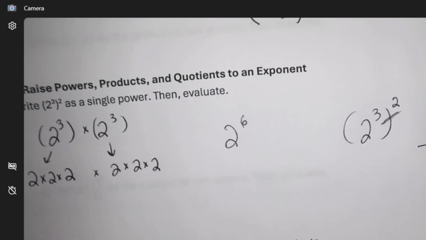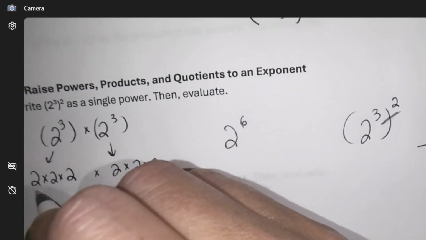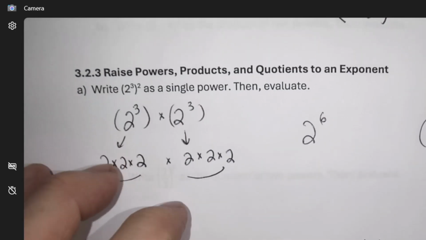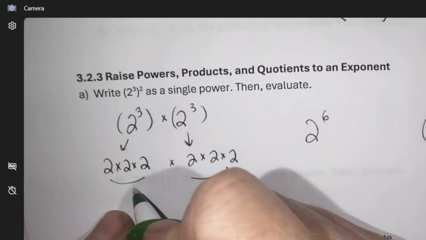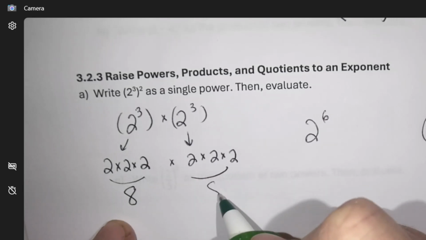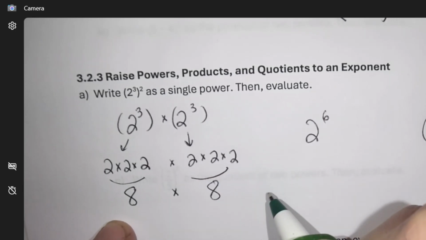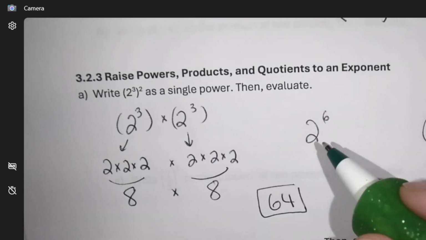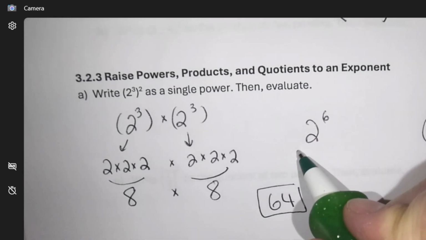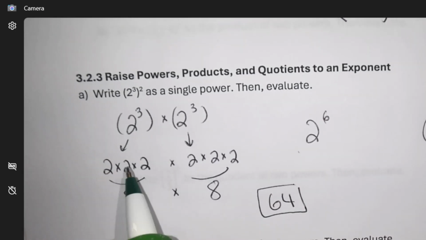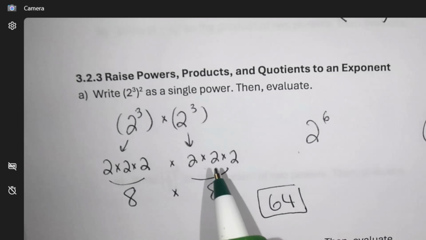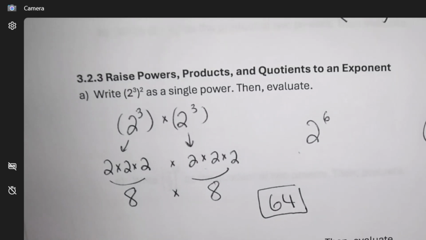Evaluate. So you can do these separately and times them if you wanted to. Easton said that this value was 8 and this was 8. So you can say that that is 64. You could also think of this: we knew we were at 8, 16, 32. Another double would be 64.